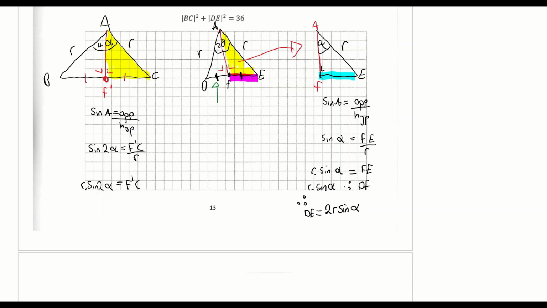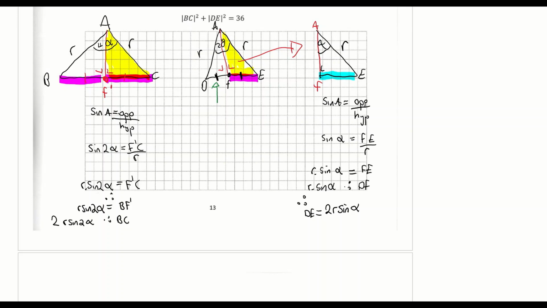Let's come back up to my picture. So that's this length here. And I also know that the distance from B to F dash is also the same. So therefore, BF dash is also equal to OR sine 2 alpha. That means that the full distance from B to C is equal to OR sine 2 alpha plus OR sine 2 alpha, which gives me 2 of them. So 2 OR sine 2 alpha.